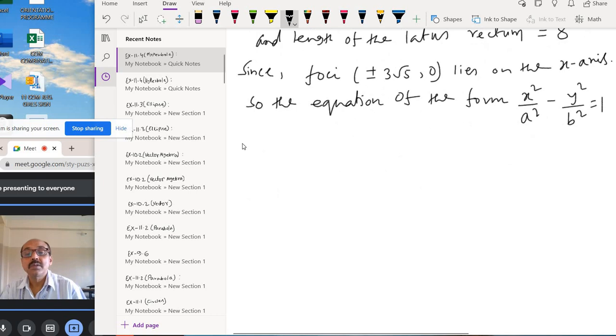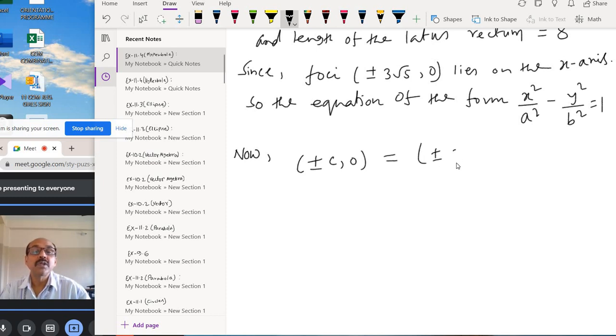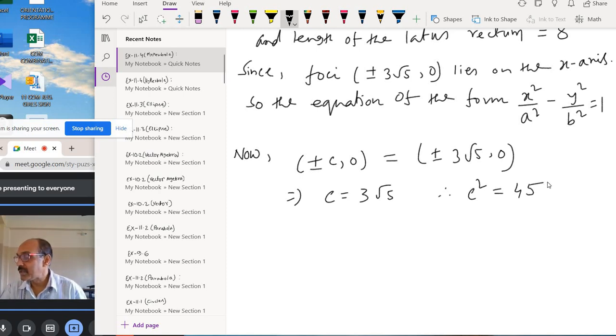Now the coordinate of the focus (±c, 0) equal to (±3√5, 0). Comparing both sides, c equal to 3√5. Therefore, c square equal to 3 square, 9 into 5, 45. Okay, c square is 45.